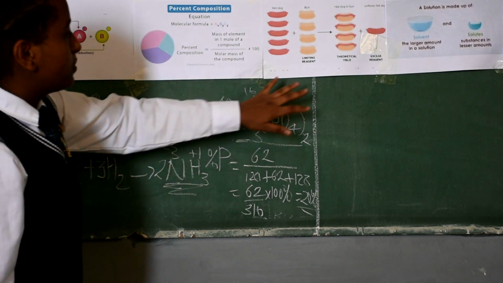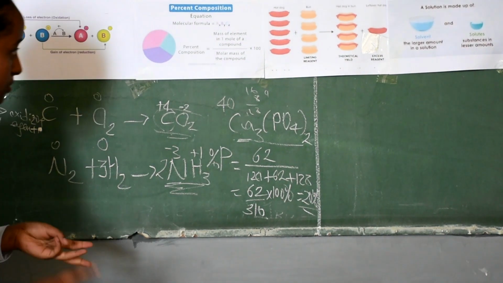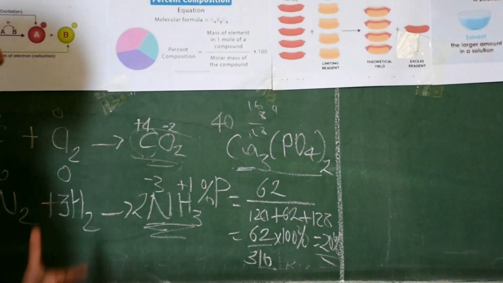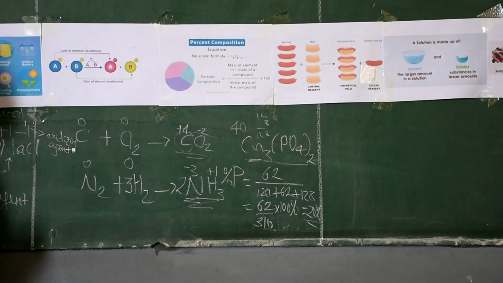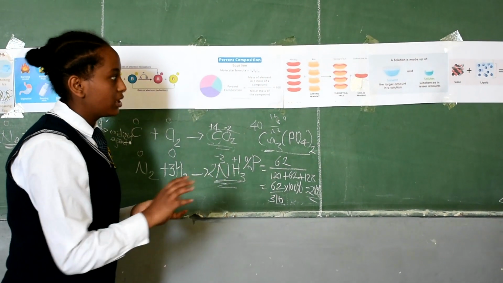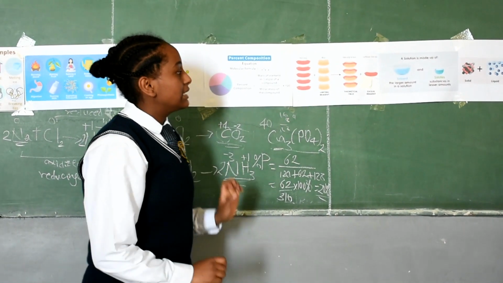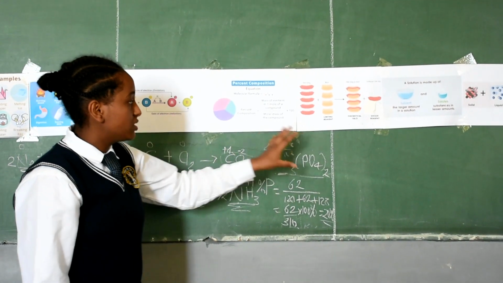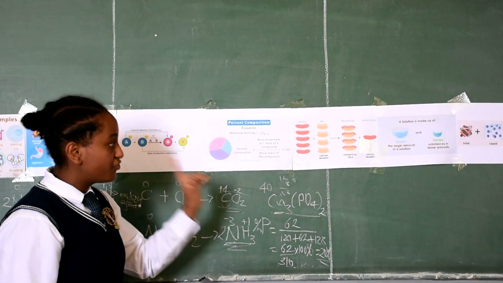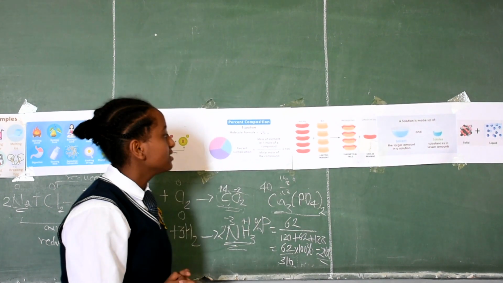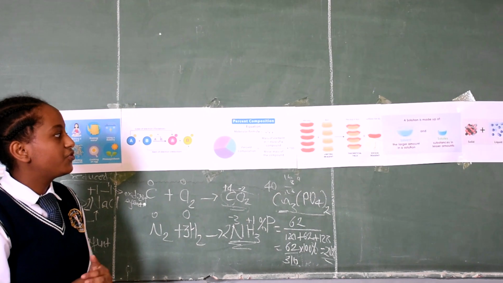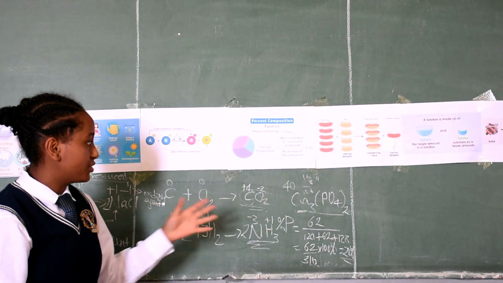The other thing is about theoretical yield, actual yield, and percent yield. The theoretical yield is the calculated amount of product that is produced during the chemical reaction. It is calculated using the limiting reactant, which is a reactant that is completely consumed first before the excess reactant, and the actual yield is the measured amount of the product after the chemical reaction proceeds.